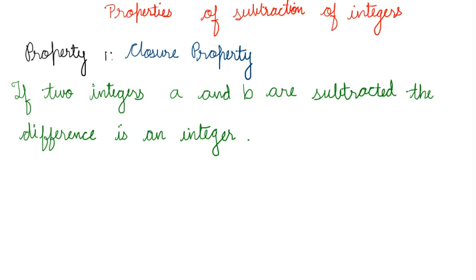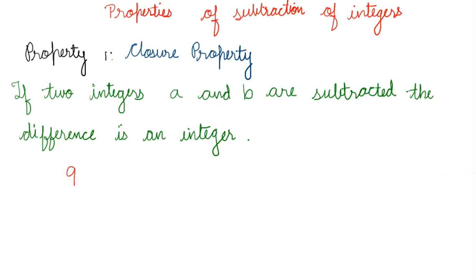So now we are going to see the property of subtraction of integers. The first property, and the only property which is there for subtraction of integers, is the closure property. If two integers a and b are subtracted, the difference is an integer. So let's check out an example.